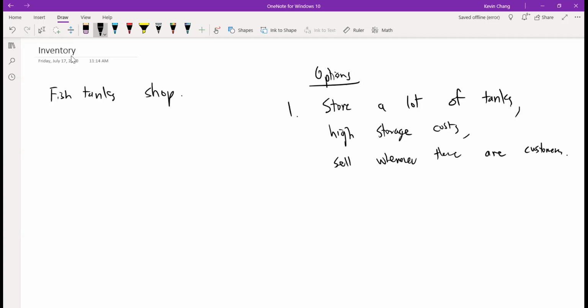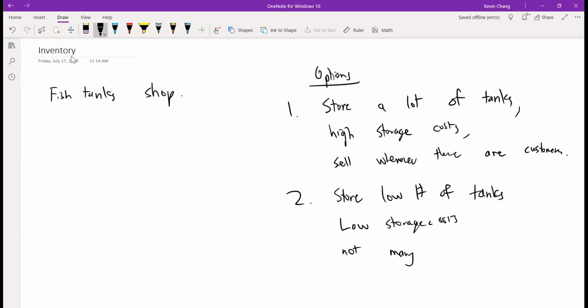The second option is to store a low number of tanks. This will have a very low storage cost. We don't need to operate much. But then we have the chance of potentially not having these tanks available, so not many tanks available. And this could potentially mean less revenue.